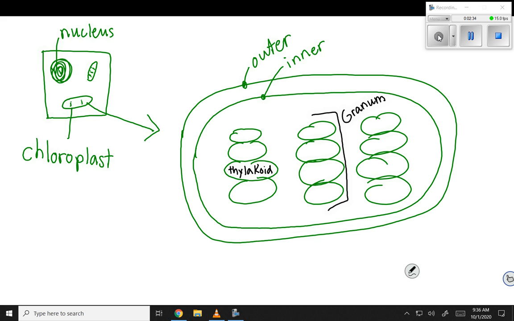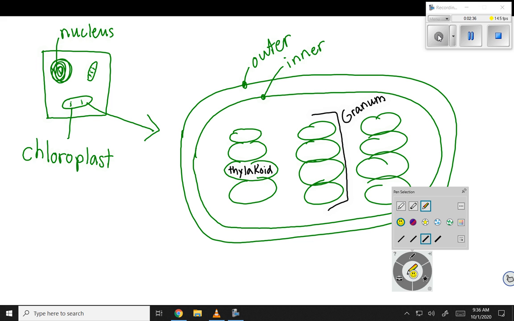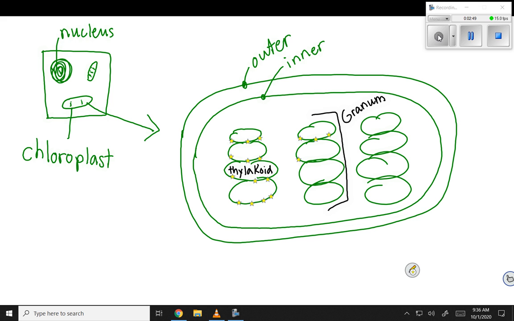And then there's something super important located in the thylakoid membrane, embedded in the membrane. It's right there. I'm using my cool star pen. That's where the pigment lives. And the most common plant pigment is chlorophyll. So it's literally just embedded in the membrane.